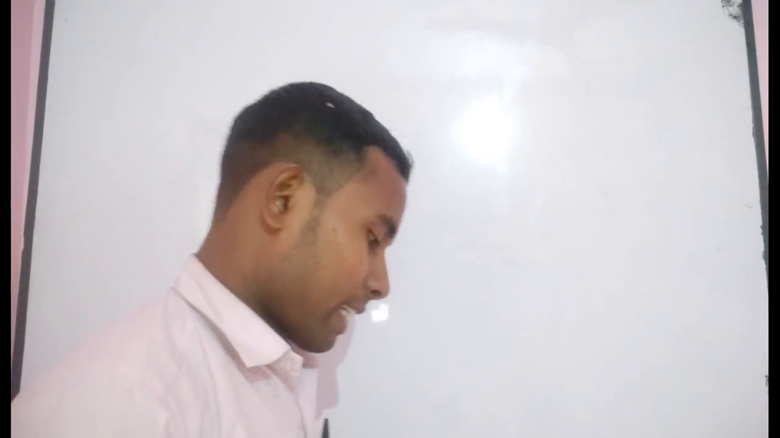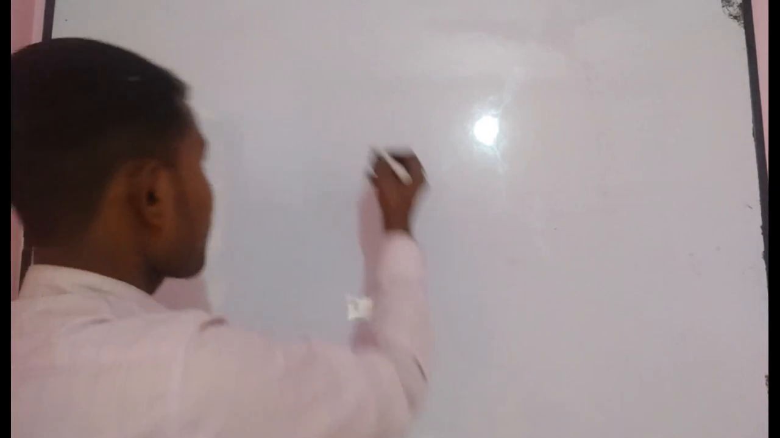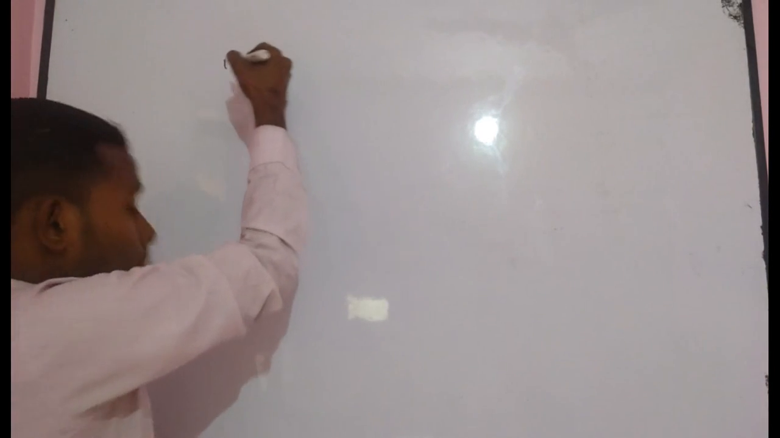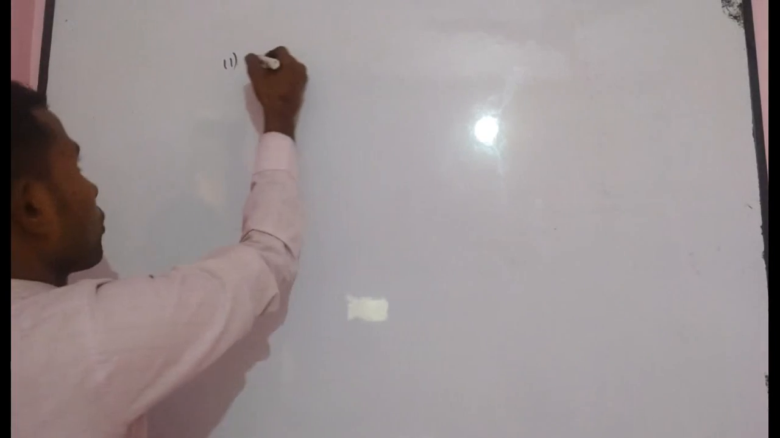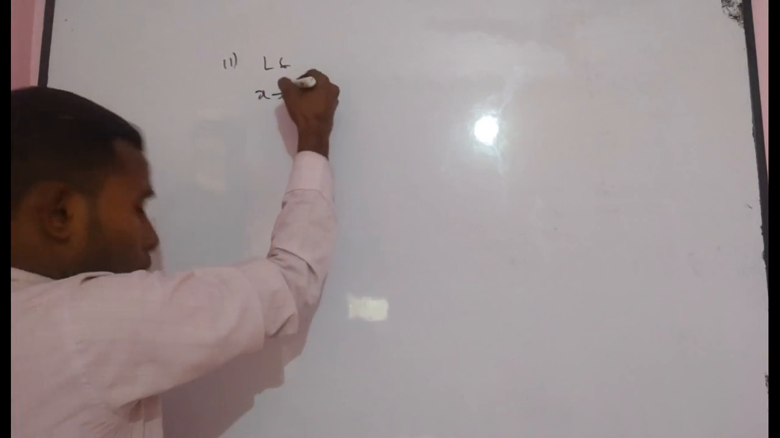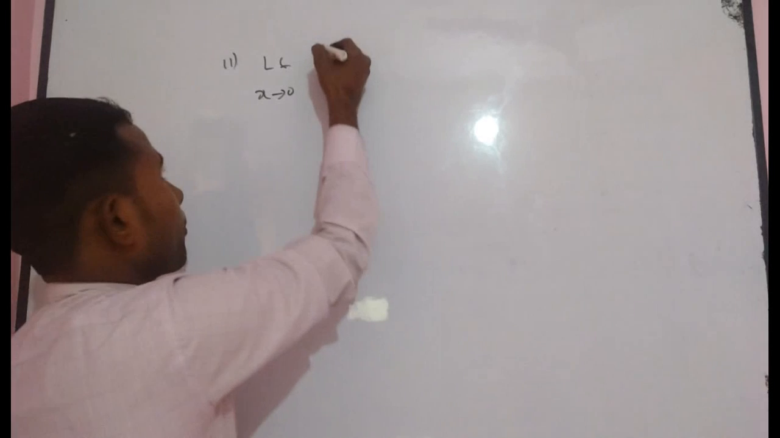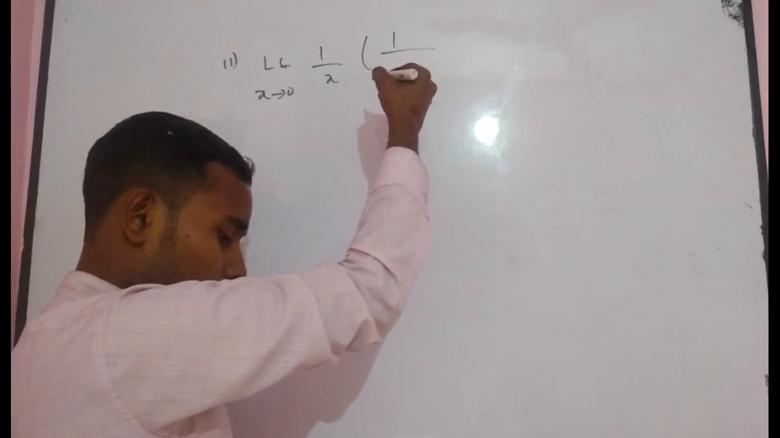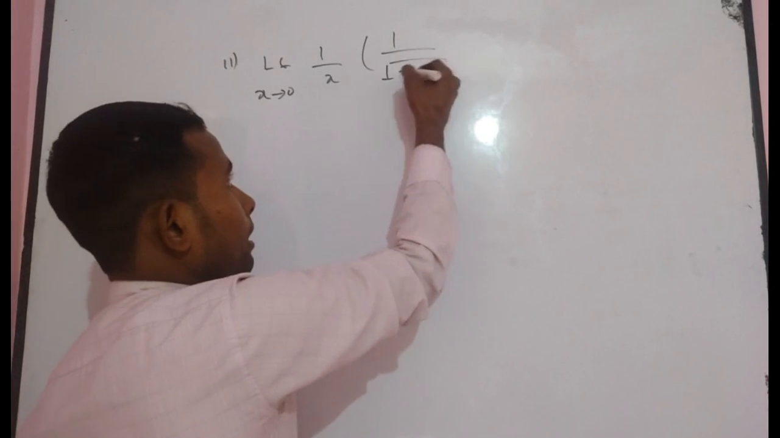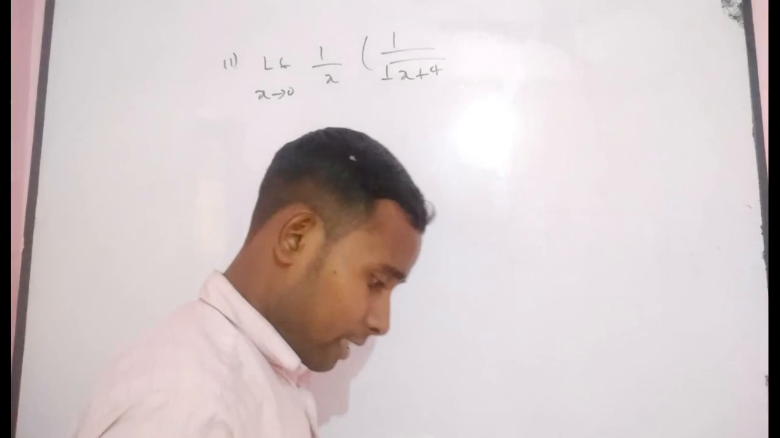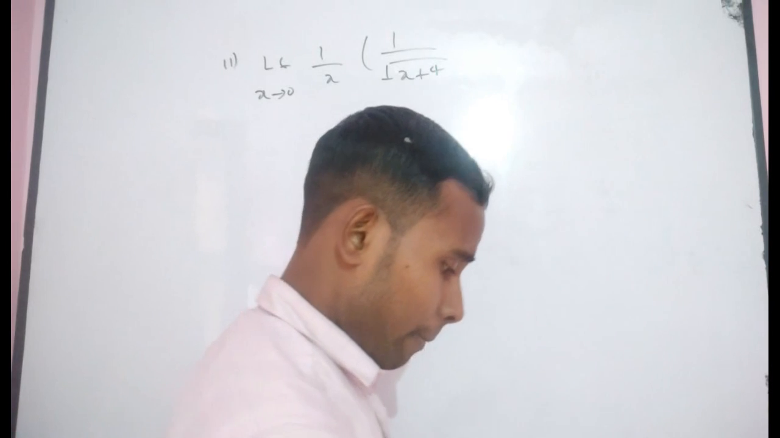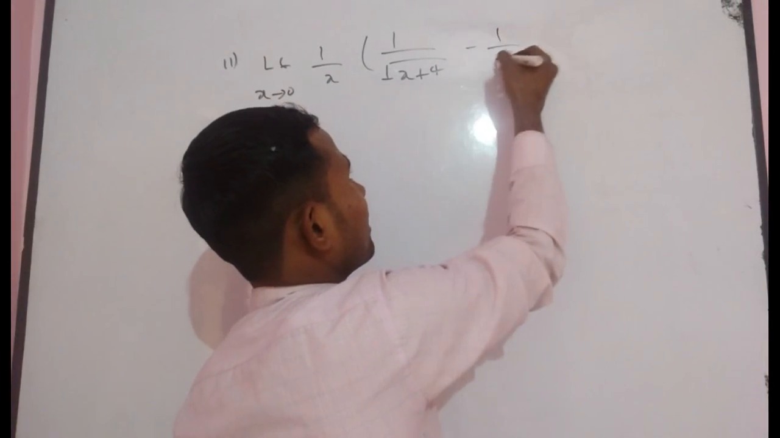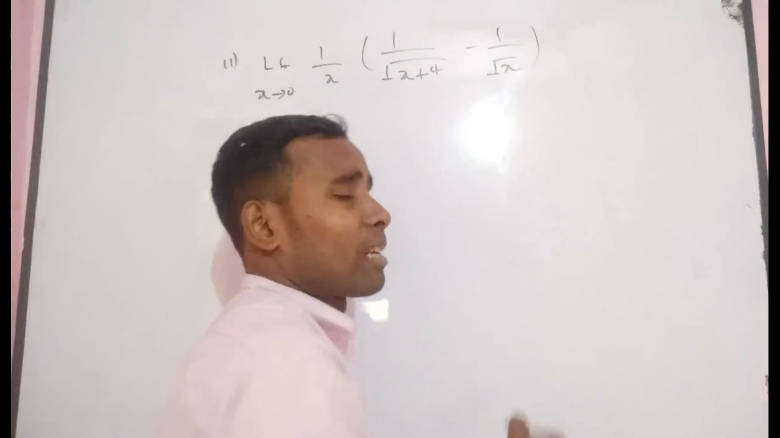Now we take example second. Example second: limit x tends to 0 of 1 upon x into 1 upon root under x plus 4 minus 1 upon root under x. You have to find the limit of this problem.